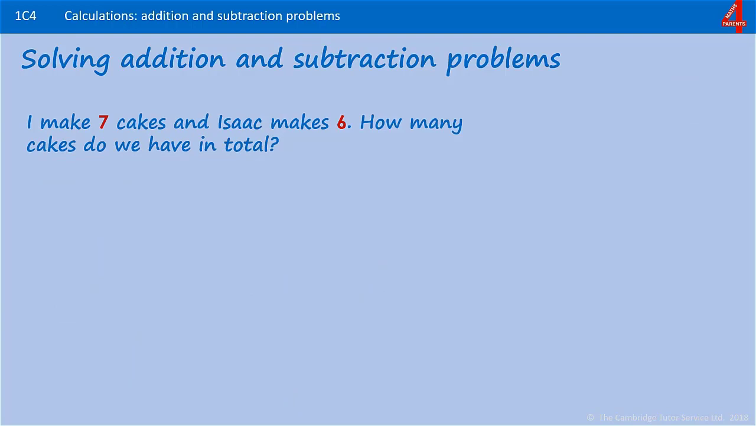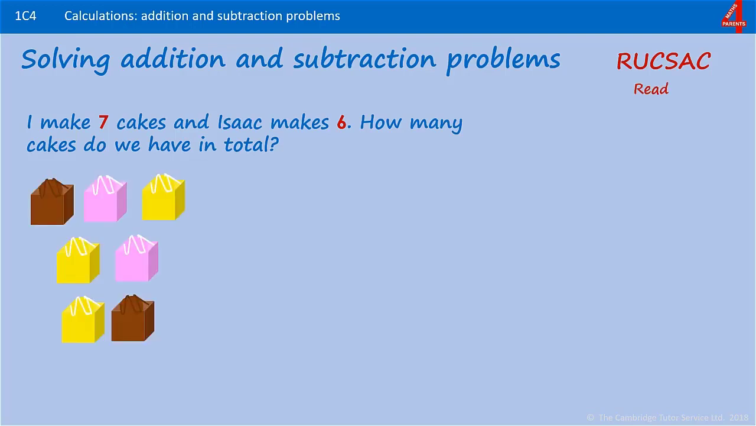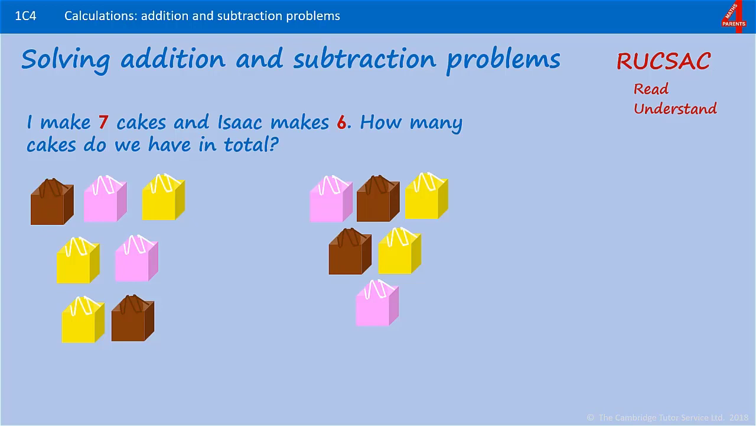Here's one for you to try. Using the acronym RUCSAC, answer this question. Pause the video, have a go. First of all, read the question. I make 7 cakes and Isaac makes 6. How many cakes do we have in total? Understand what the question's asking us to do. How many cakes do we have in total?